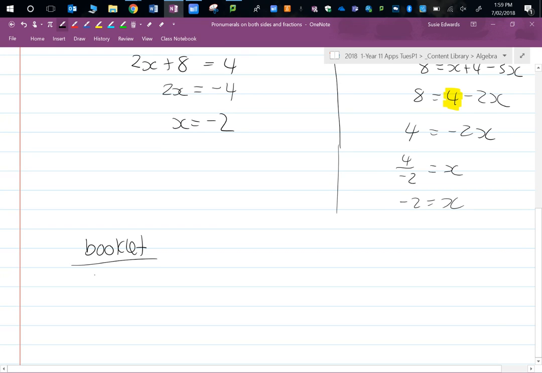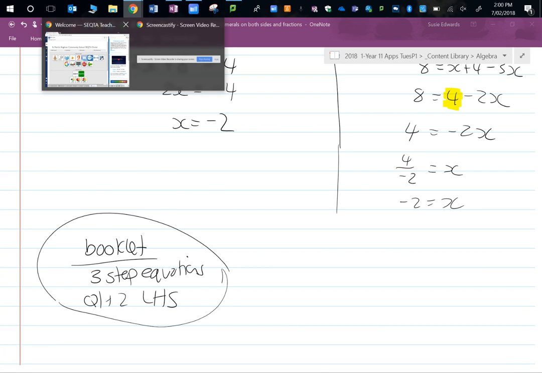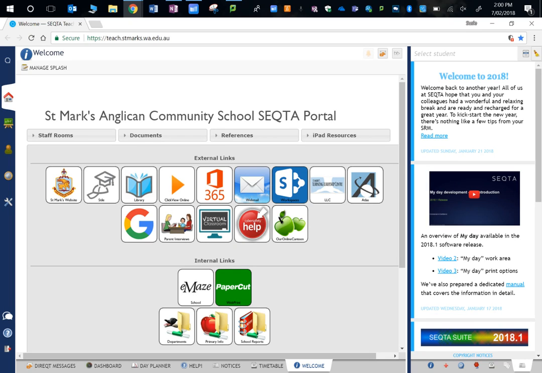So booklet, 3-step equations, question 1 and 2, left-hand side. When I write LHS, that's what that means. We are going to come back to our notes in about 10-15 minutes. Yeah, so like not in your journal, but in your booklet. Because you've got that much working out to do, you're going to need to.